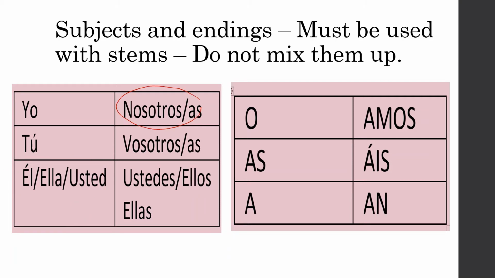If your subject is nosotros, nosotras, you will use the ending amos. If your subject is vosotros, vosotras, you will use the ending áis. And don't forget the accent on the A because it's an AR verb. And the last one, if your subject is ustedes or ellos or ellas, your ending will be an.